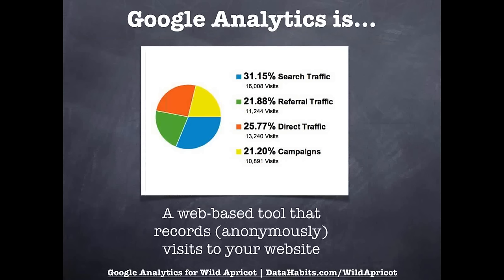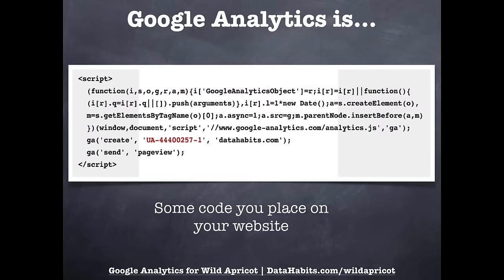So I'm going to move on to the next slide. There we go. Great. The second half of what Google Analytics is: Google Analytics is some code you place on your website. That's a kind of scary long code, but that's an example of the bit of code that you place on every page of your website. I'm going to send you a link to how to do this if you have a Wild Apricot website, so don't worry if you haven't set it up already. There are step-by-step instructions that you can follow.